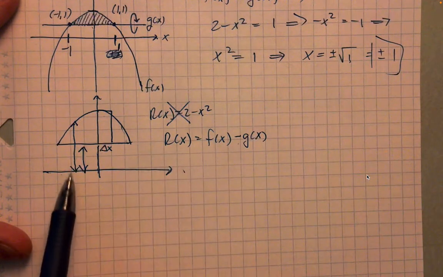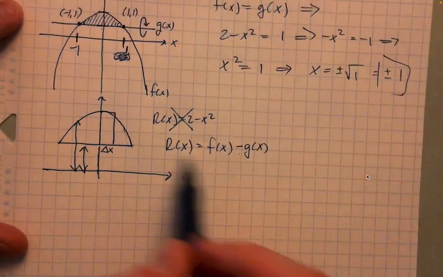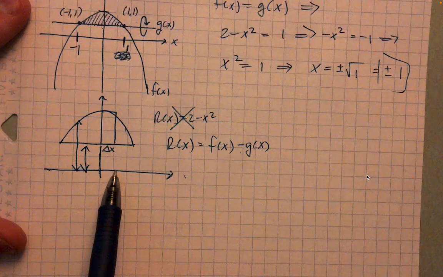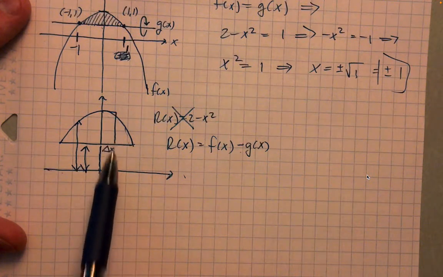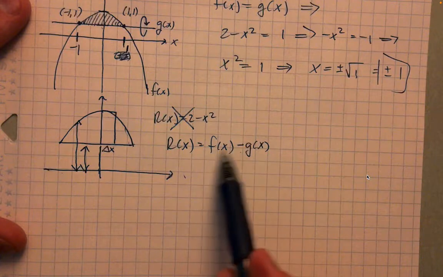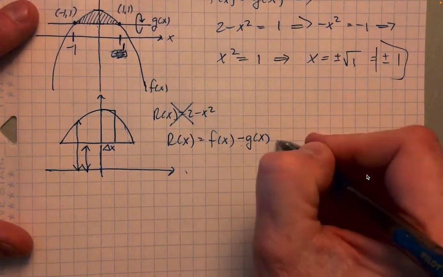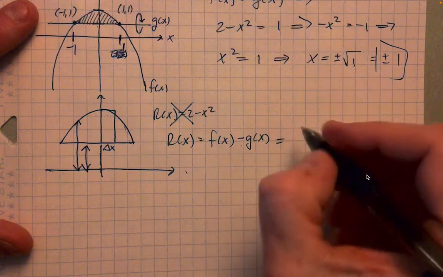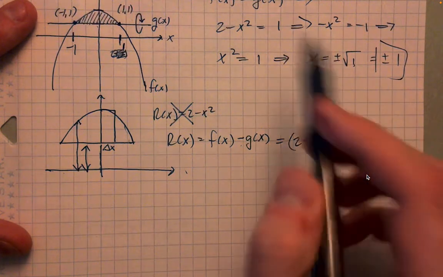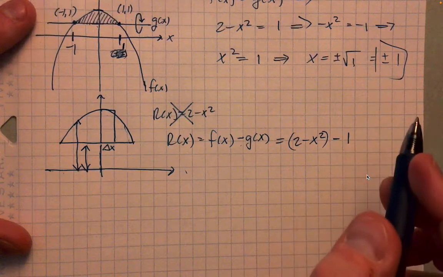Okay, right? So hopefully that's clear. This r of x is all about the height of the representative rectangles, and it's going to start at the x-axis and go all the way up to here, but then we want to remove the part that's below g, right? And so that just means f of x minus g of x, which for this example is going to be 2 minus x squared, that's the f of x, and then minus g of x would be minus 1. g of x is a constant.